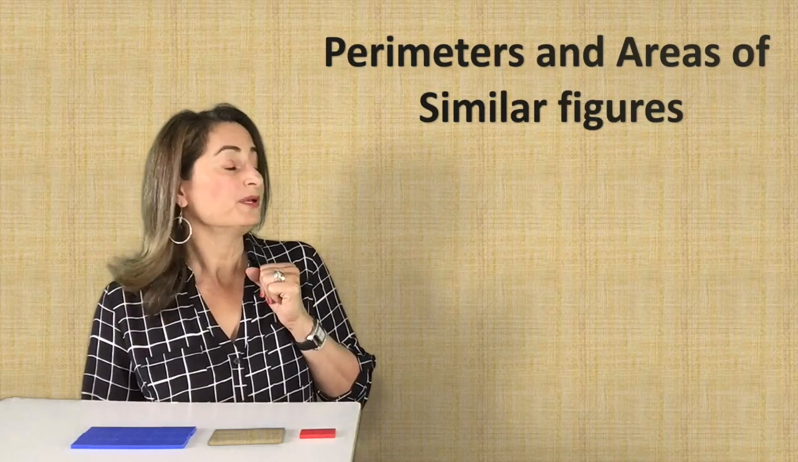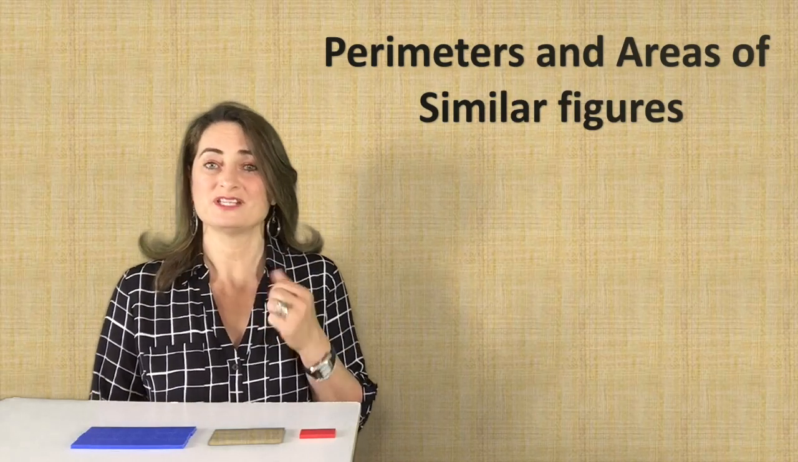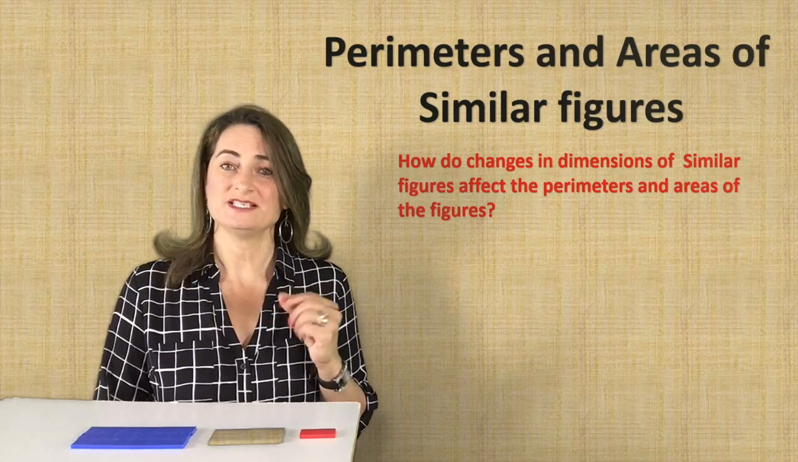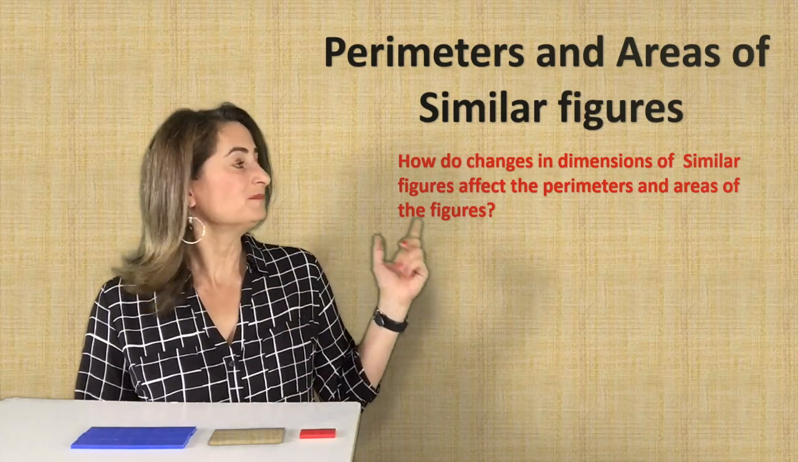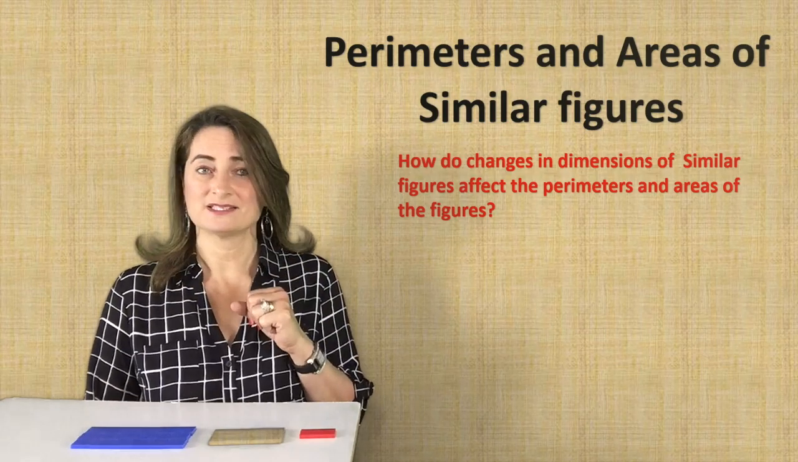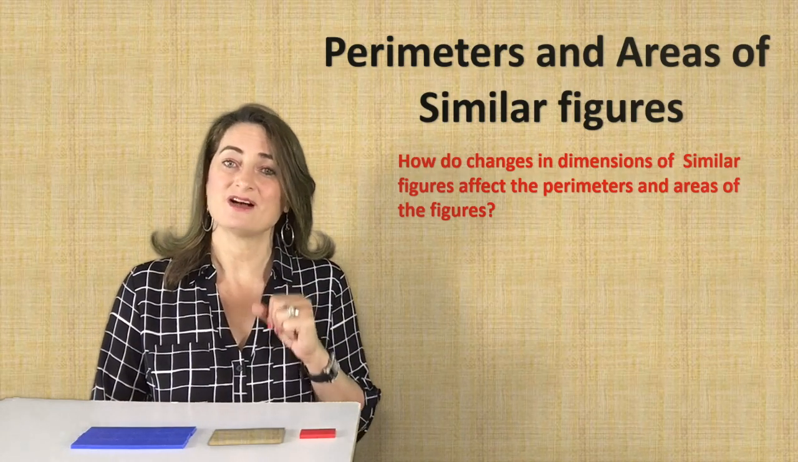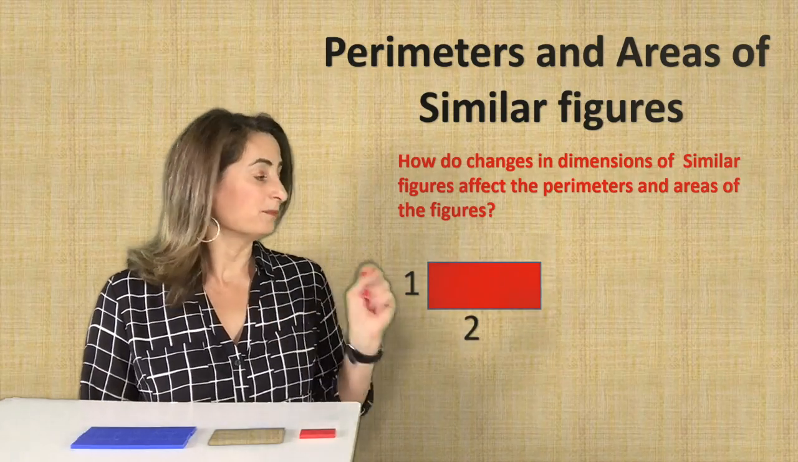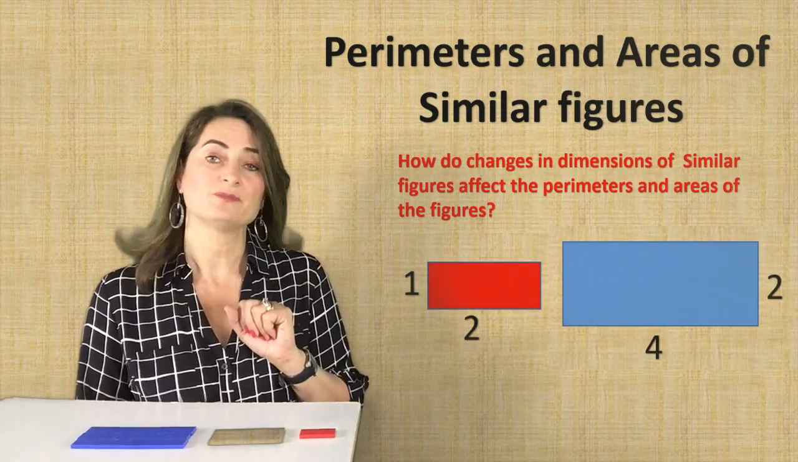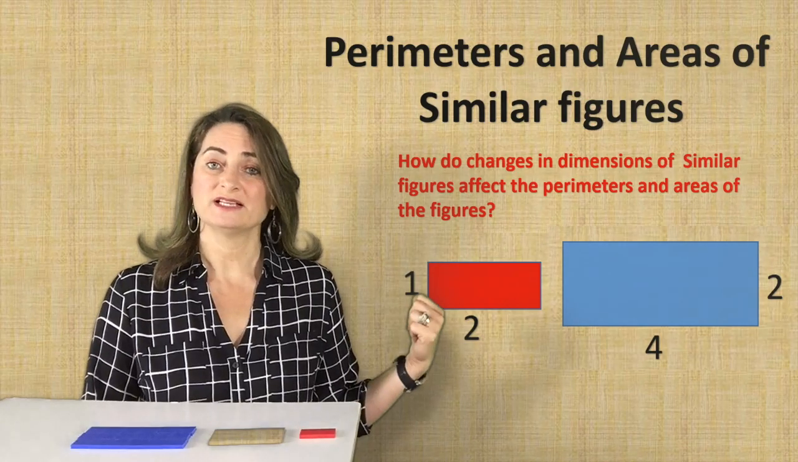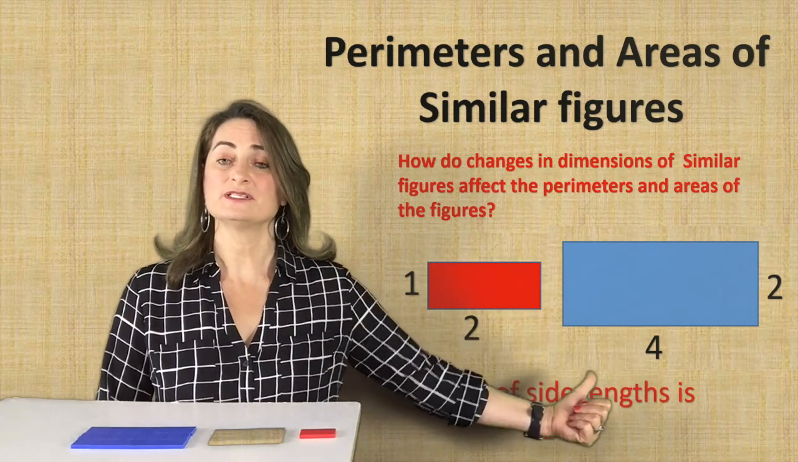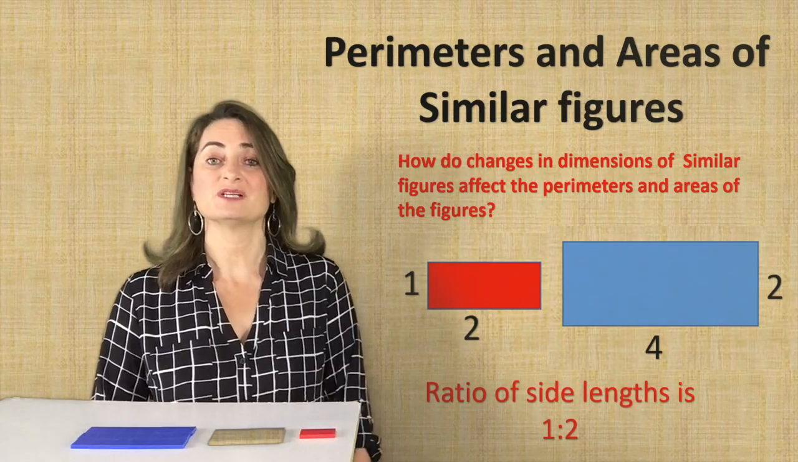Today's lesson, we will be talking about the perimeters and areas of similar figures. And the question is, how do changes in dimensions of similar figures affect the perimeters and areas of the figures? Such as, here's the red rectangle, that's 1 by 2, and the blue one is 2 by 4. So the ratio of side length is 1 to 2. Just like 2 to 4 is the same thing as 1 to 2 when you simplify that.